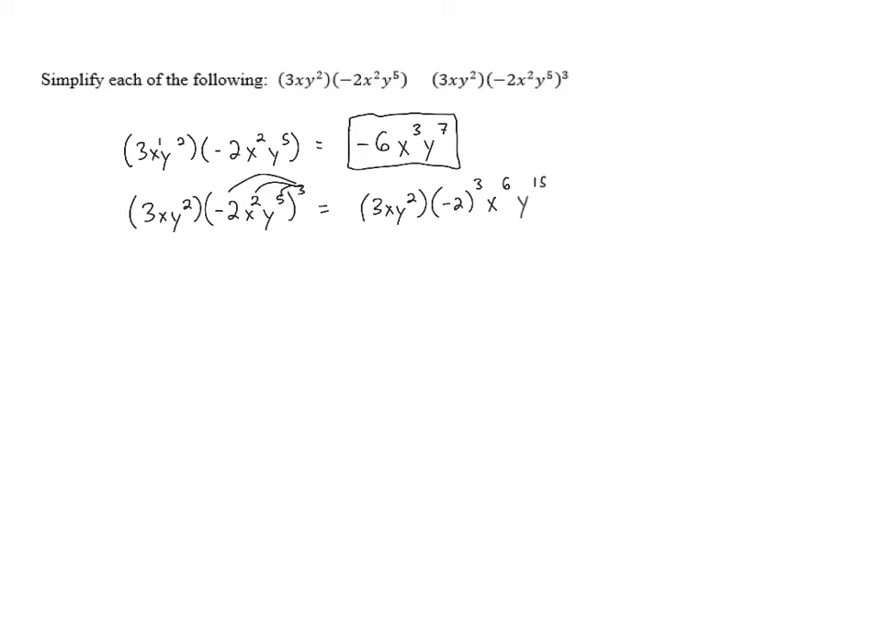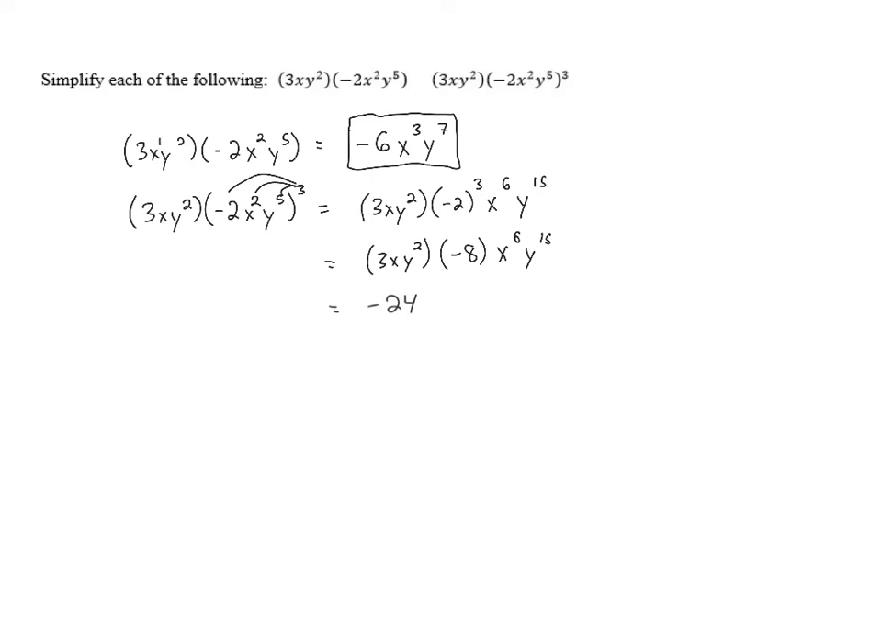Good. Let's actually do out this negative 2 cubed. We know that that's negative 2 times negative 2 times negative 2. It's going to give us a negative number, particularly negative 8. And now we can look at the coefficients and then each variable one at a time. If we look at the coefficients, 3 times negative 8 gives us negative 24. So we're going to have that out front.